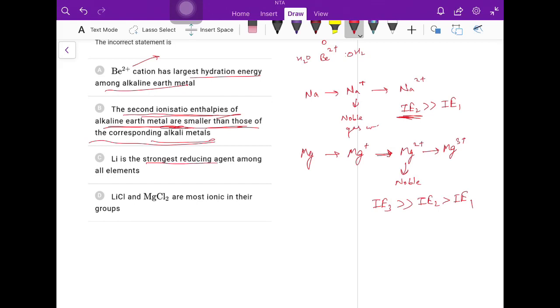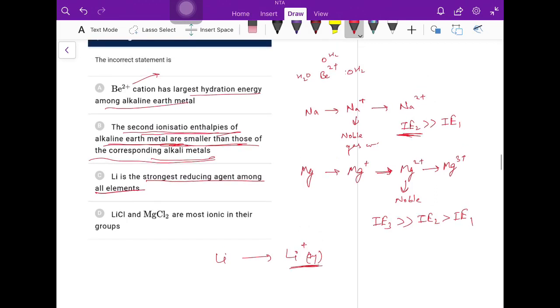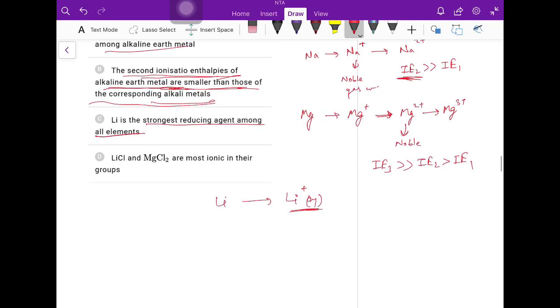Li is the strongest reducing agent among all elements. Again this is true, because Li is oxidized to Li+ itself, and therefore it will reduce the other, and Li+ aqueous has very high solvation, very good hydration, and therefore formation is quite easy. So this is the strongest reducing agent.